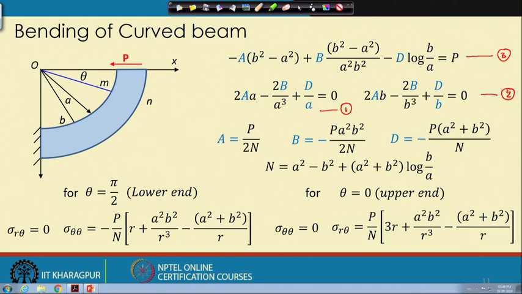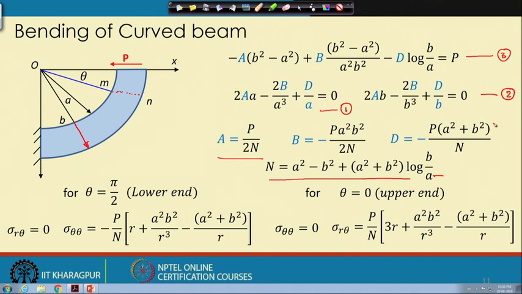So we got these equations from the boundary conditions, that is, obtained from the stress boundary condition. If we solve these 3 equations, we get A of this form. Again there is an n, so n is essentially composed of A and B, and then B is P a square B square by 2n, and D is P into a square plus B square by n. Here once we know A, B and D, we can compute all stresses like in the previous case.